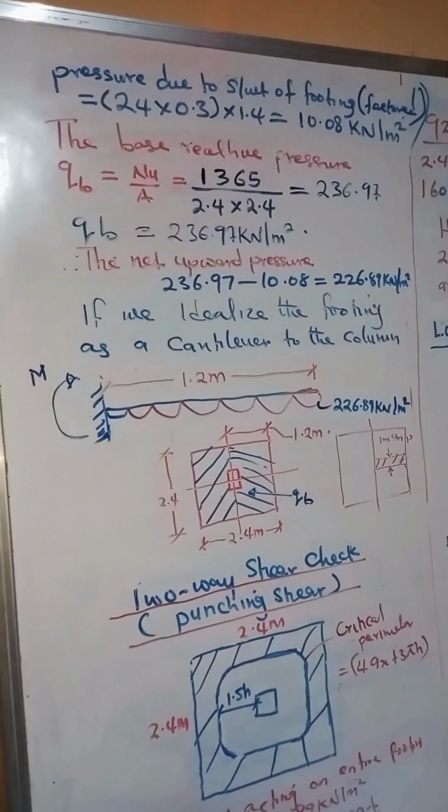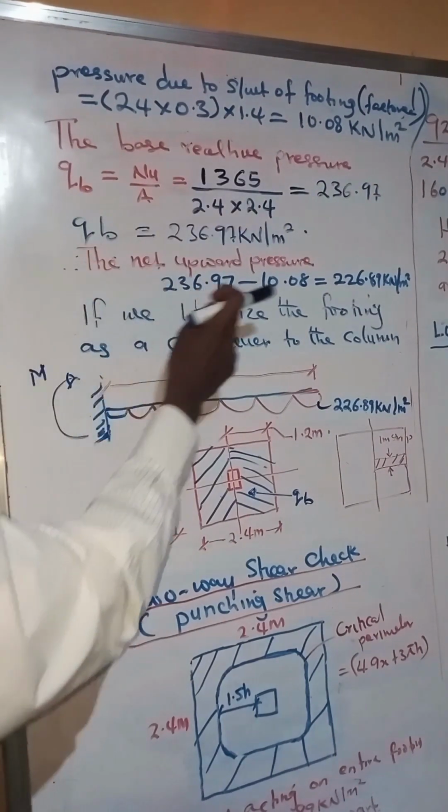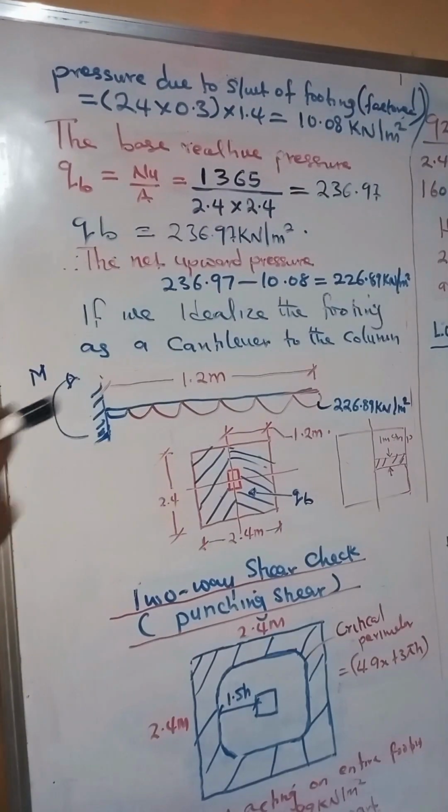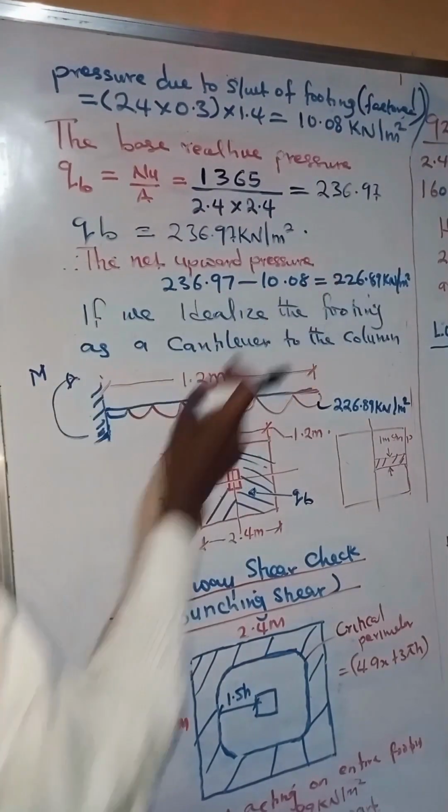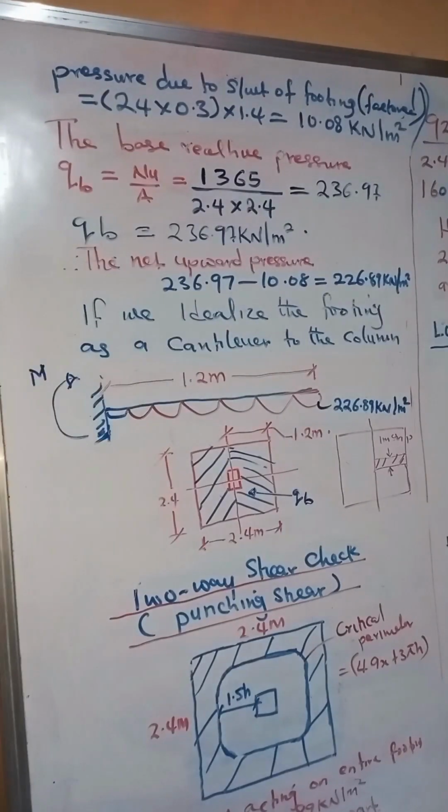So I will apply a factor of safety of 1.4. We subtract it to obtain the net upward pressure that is acting on the footing. When we do that, we're going to have 226.89 kilonewton per meter square. So this is what we call the base reactive pressure. But remember that we are not too sure if our punching shear requirement has been satisfied because we have a base thickness of 0.3. So we're going to check for punching to ensure that our footing satisfies the punching shear requirement. Okay, so we'll do that later.